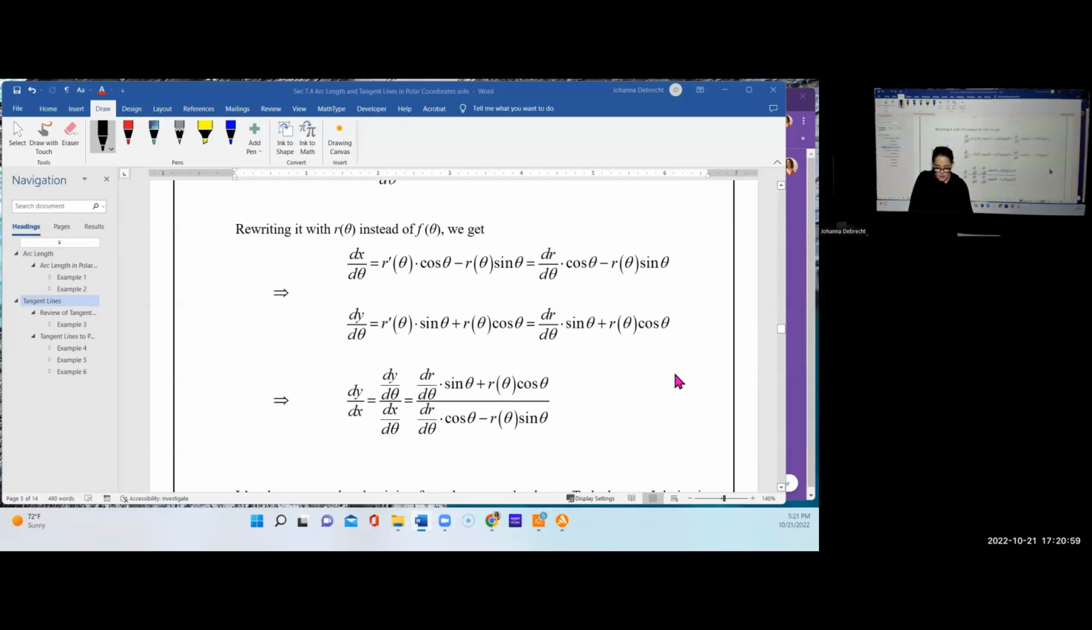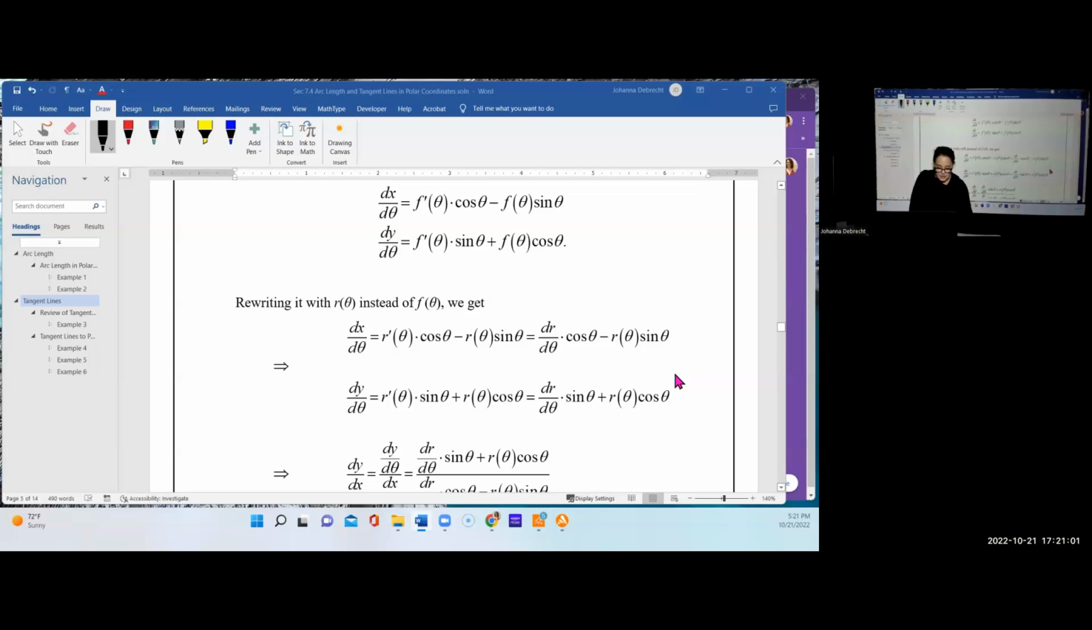And we can rewrite it, instead of with f, with r. And then we can also make a substitution that r prime is really dr d theta. So you get these two formulas right here, but they really represent exactly the same thing we see up there. Now, how are we going to get dy dx out of dx d theta and dy d theta?